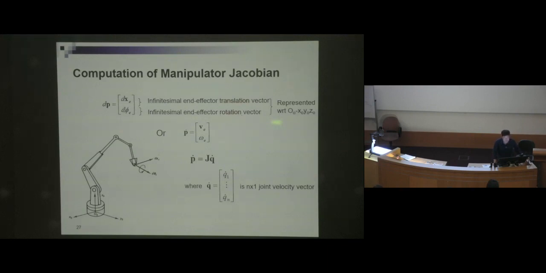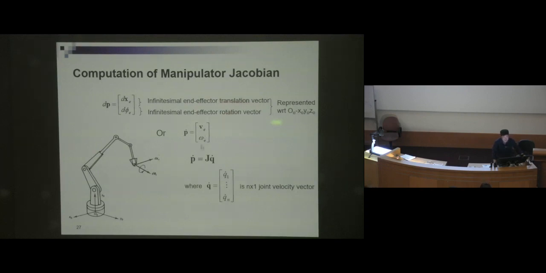So this will represent your rotation vector. The rotation vector, again, has three values: your theta 1, theta 2, and theta 3. So dp equals dxe and d angle e, which is essentially your p dot equal to ve and omega e. So you can write it in this form.